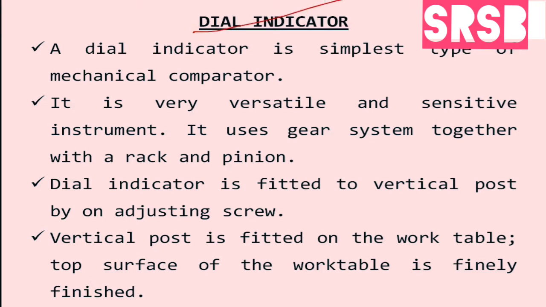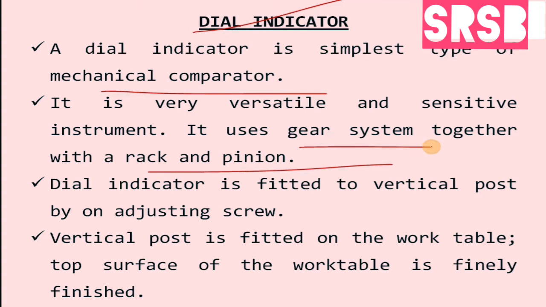Next we discuss the dial indicator. The dial indicator is the simplest type of mechanical comparator. It is a very versatile and sensitive instrument. It uses a gear system together with a rack and pinion. This is the mechanism used in the dial indicator. The dial indicator is fitted to a vertical post by an adjusting screw, and it is mostly used in industry. It is adjustable and can be moved up and down.